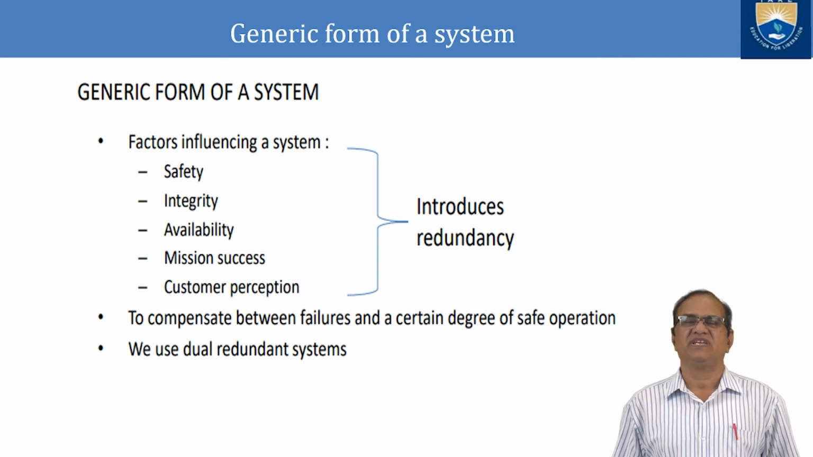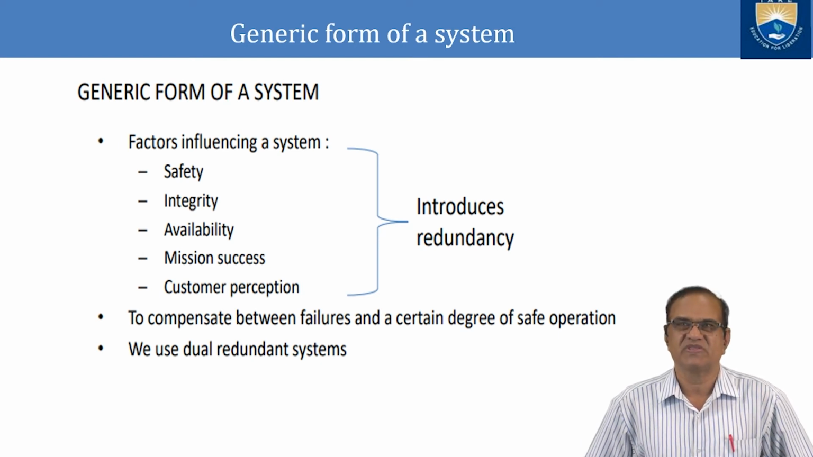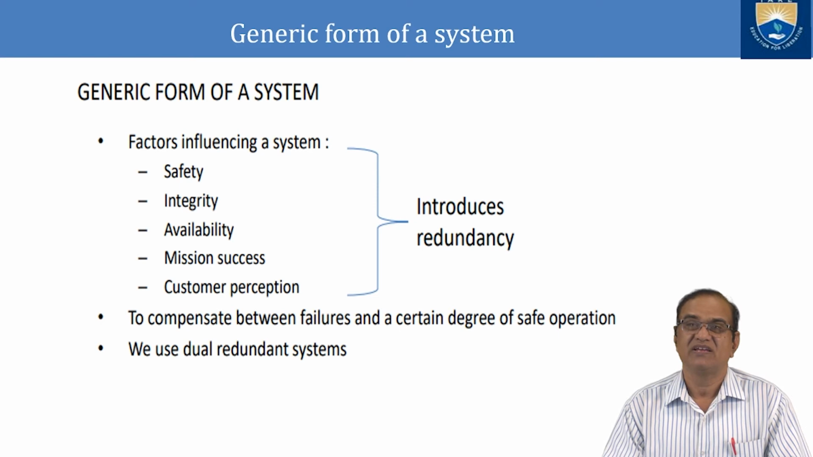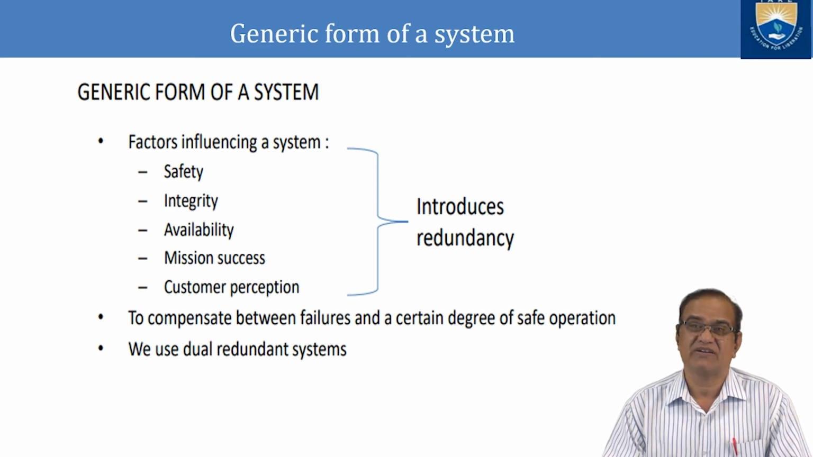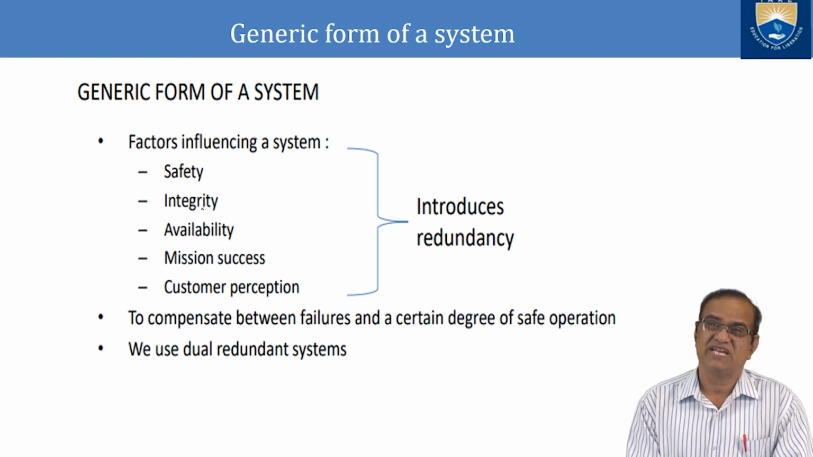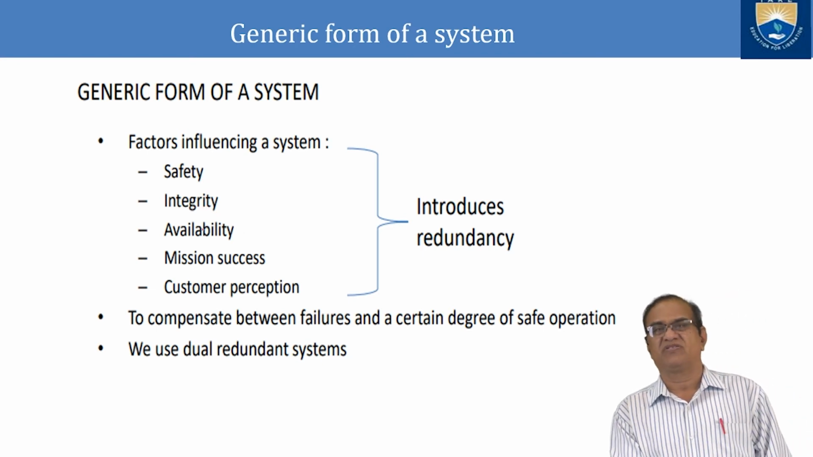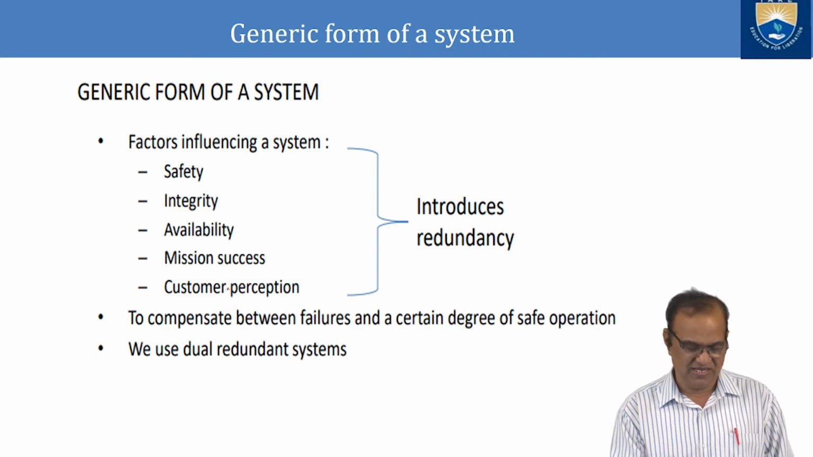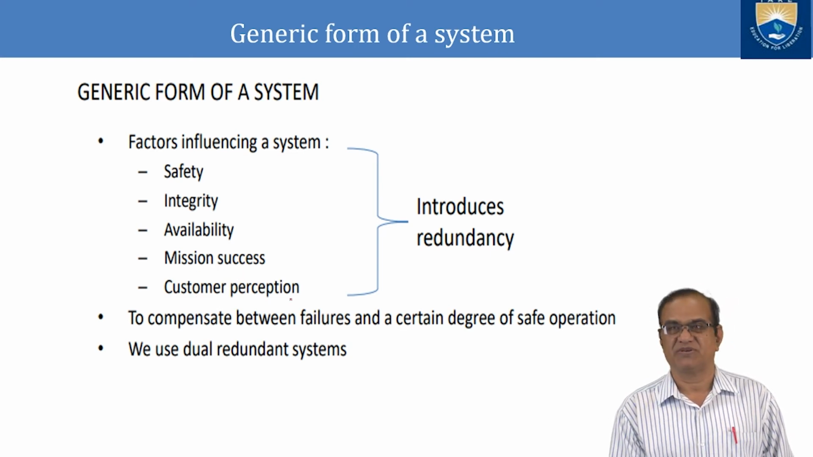In generic form of a system, the factors influencing a system. So what are the factors which affect the system of the aircraft? First one is the safety. Second one is the integrity. Third one is the availability. Fourth one is the mission success. Fifth one is the customer perception.